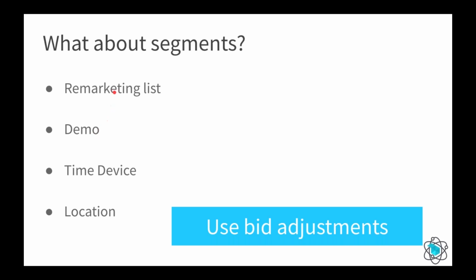We will probably in this case add a positive bid adjustment on that remarketing list and a positive bid adjustment on that specific demographic group, right? The problem is, this could be exactly the same users and we have no way to split them up. So basically we're bidding twice on exactly the same user.